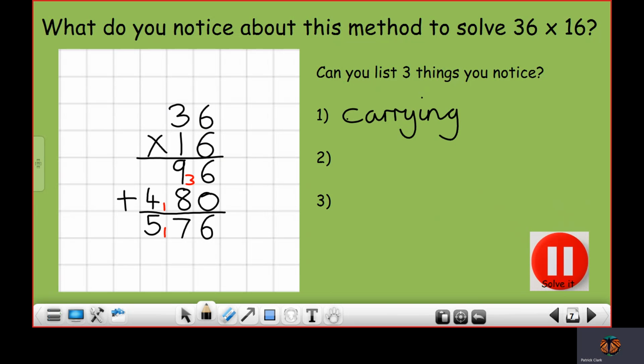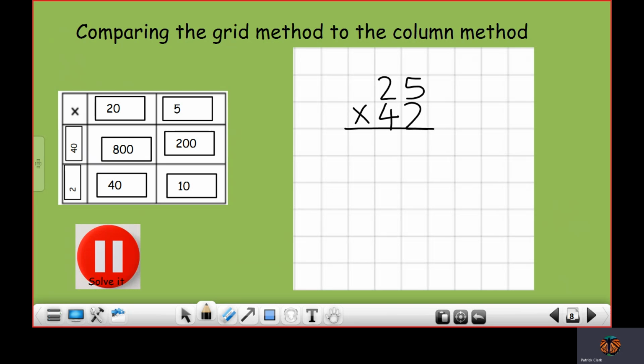I've also noticed there is now some addition to do. That wasn't there on the 1-digit one, was it? And I've also noticed it takes 1, 2, 3, 4, 5 lines to solve this. So I need lots of space in my book now, don't I? 5 lines of squares, or 5 rows. So let's move on. Let's see how this works.